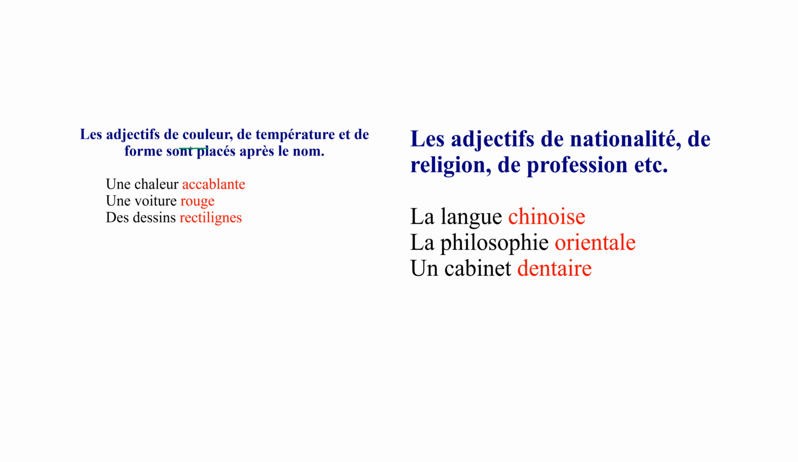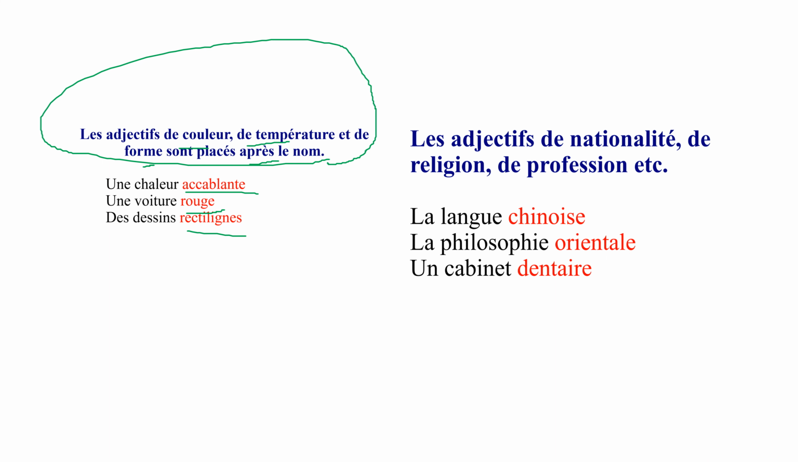Les adjectifs de couleur, de température et de forme sont placés après le nom. So the following adjectives, color, temperature, and form, are placed after the name. So une chaleur accablante, une voiture rouge, here is your color, accablante is your temperature, des dessins rectilignes, this is the form. They are placed after.